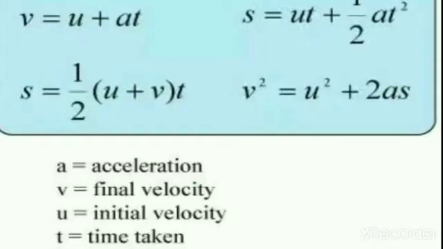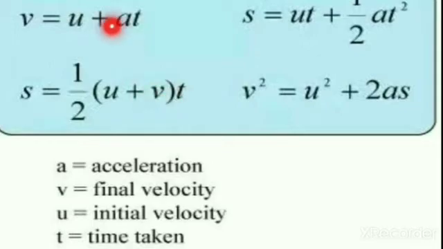For motion of a body moving with a uniform acceleration, the following three equations give the relationship between initial velocity, final velocity, acceleration, time of journey and the distance traveled. Here you have the first one, v = u + at, and the second one, s = ut + half at square. You also have s = half (u + v) into t.